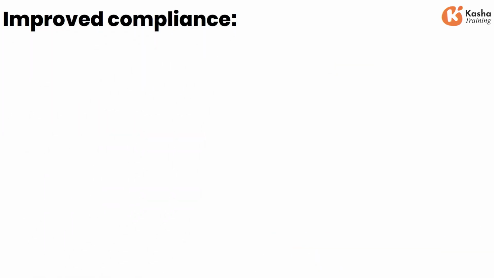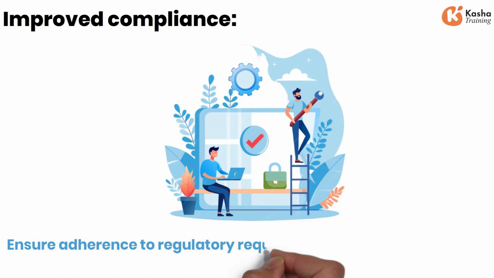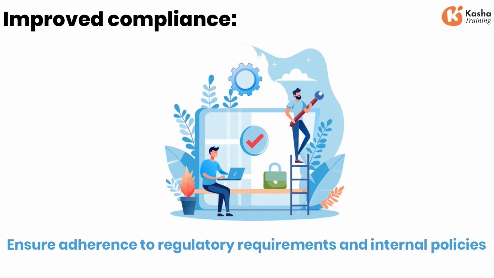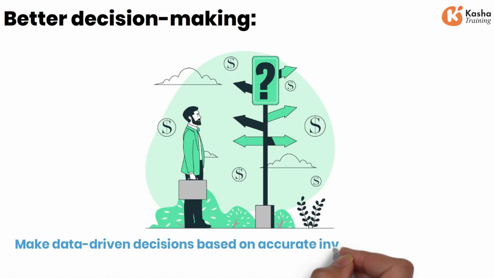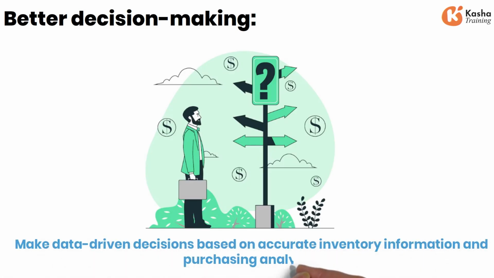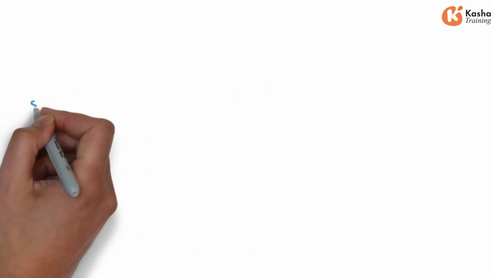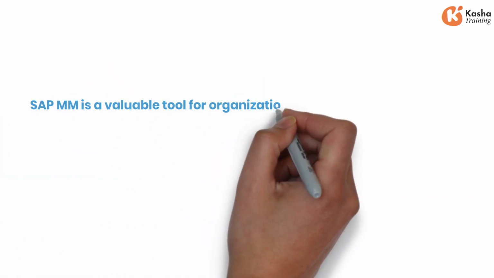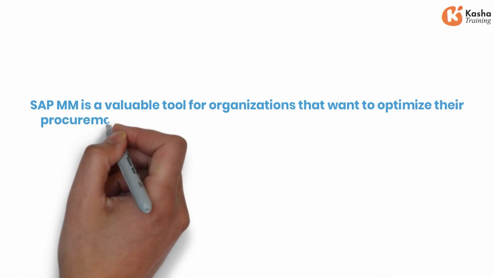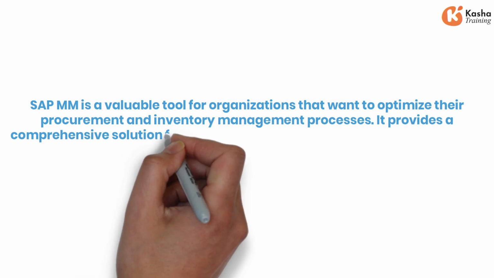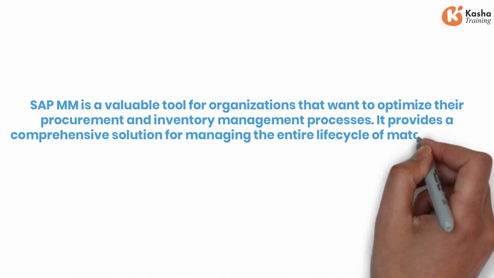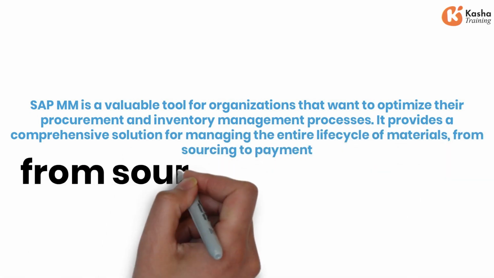Improve compliance, ensure adherence to regulatory requirements and internal policies. Better decision-making, make data-driven decisions based on accurate inventory information and purchasing analytics. Overall, SAP MM is a valuable tool for organizations that want to optimize their procurement and inventory management processes. It provides a comprehensive solution for managing the entire life cycle of materials, from sourcing to payment.